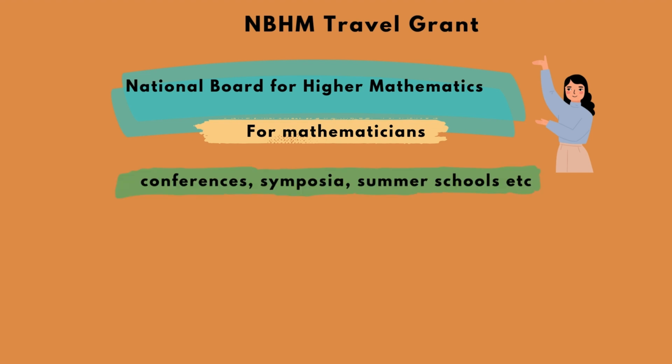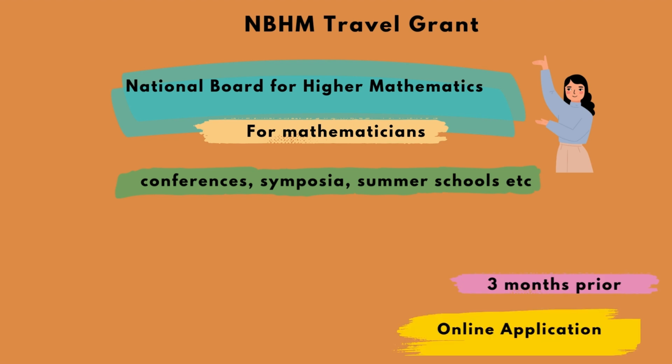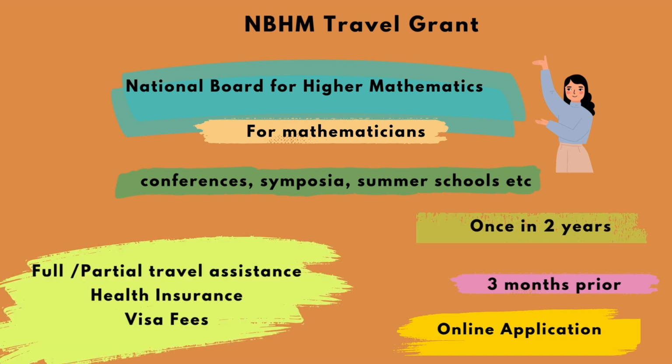You have to apply 3 months prior, and the application is online only, and once availed you cannot apply for the next 2 years, that is once in 2 years. This also gives partial or full travel assistance, and it also covers the registration fee, health insurance and visa fees.